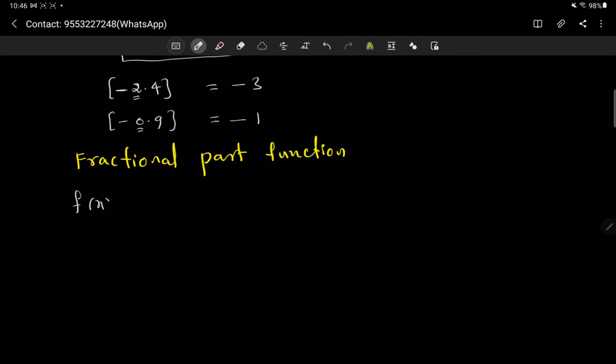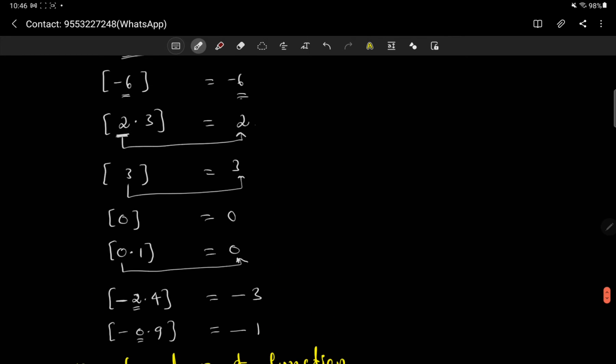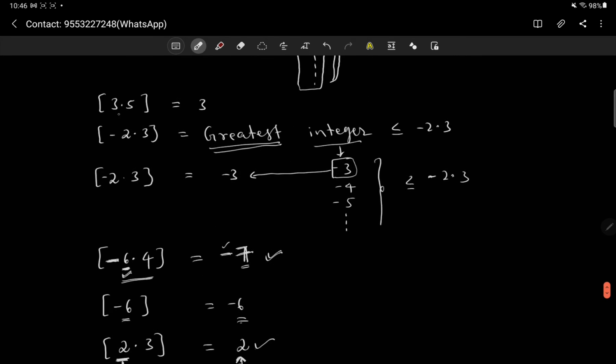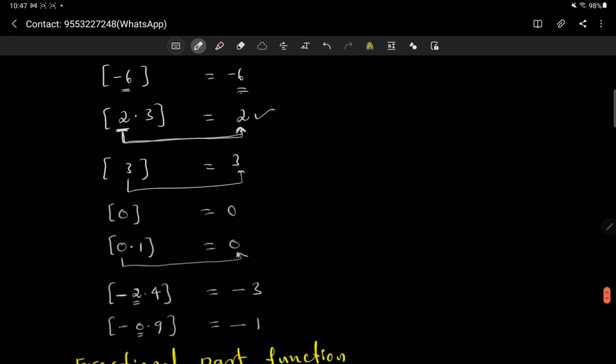F of x is equal to, we'll denote the fractional part function in curly brackets like this. So this is defined as x minus its integer part. Integer part is what? Step x. Correct or not? For example, you see here step of 2.3. Step of 2.3 will give us what? Its integer part, right? 2 is its integer part. So you see here step of 3.5. Step of 3.5 is what? 3. So the step function gives us the integer part, in that way we can say.